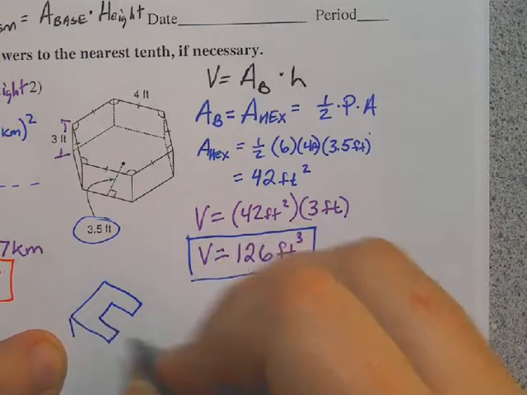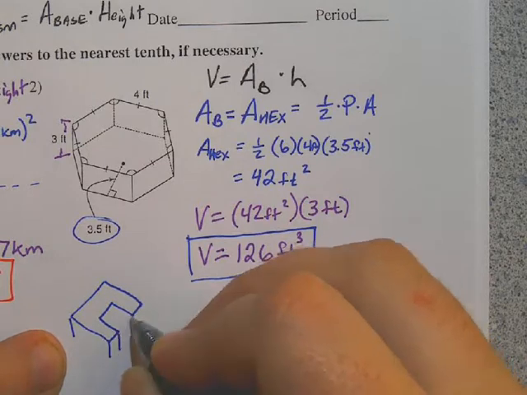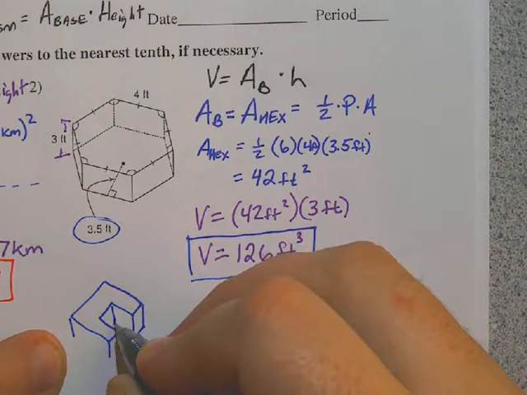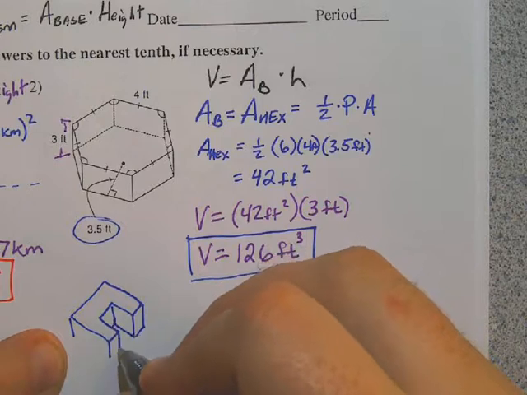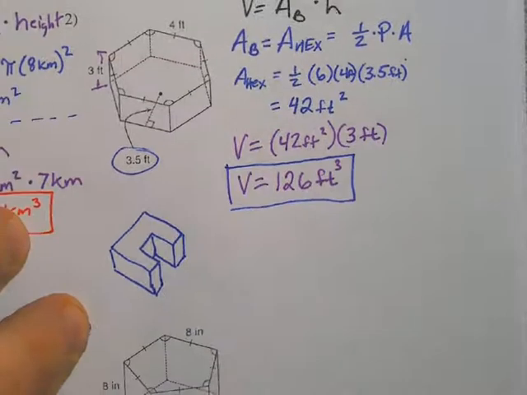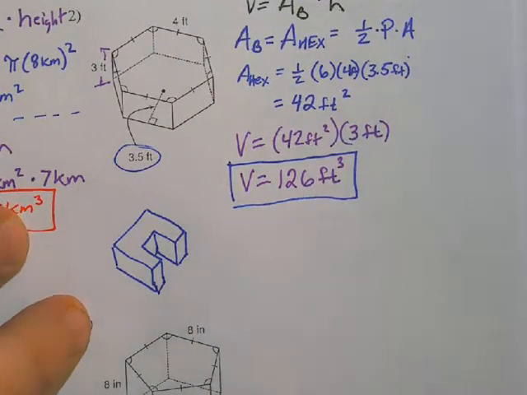I mean, what if it was something like this? I know what you're saying. Mr. Conaway, why can't you draw it in class? You always make a mistake on the board.